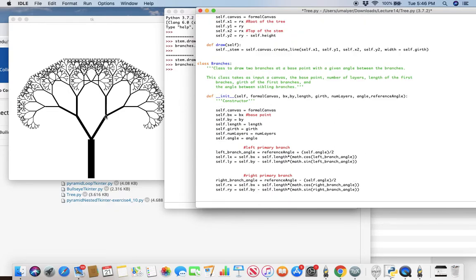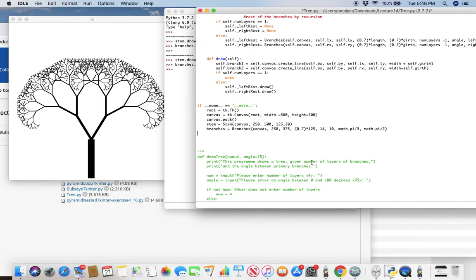Number of layers. How many layers? So 1, 2, 3, 4, 5, 6, 7, 8, 9, 10. Okay. So that's how many. So let's increase that also. Right? We can play with these. So instead of 10 layers, let me take 15 layers. All right.